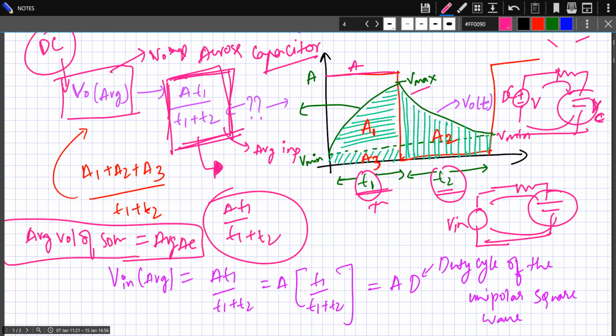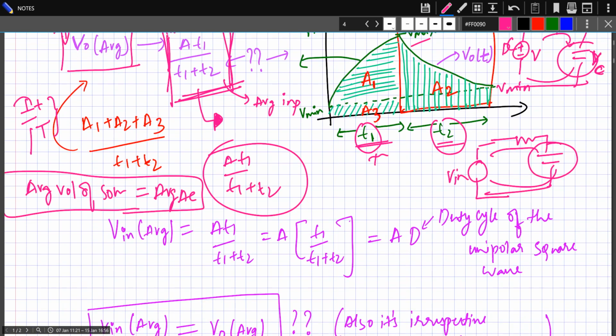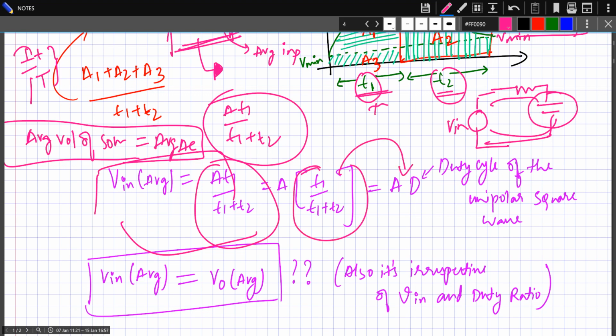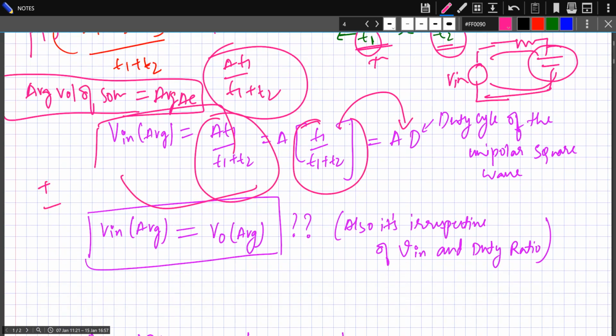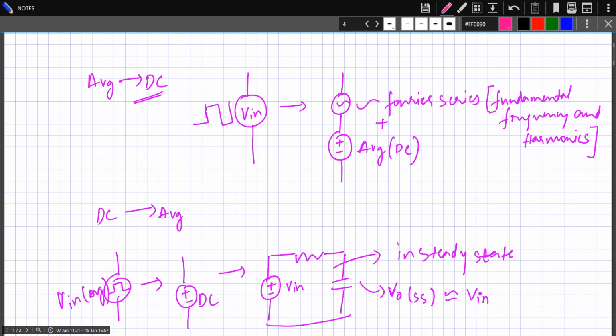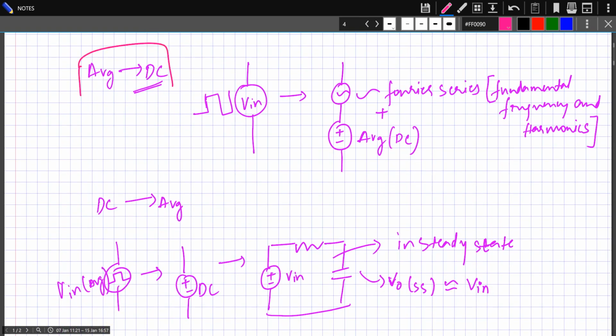Why? Because a capacitor is known to block DC, so the DC component of the source will be blocked and will appear as the average voltage across the capacitor. Simple. And this part, the input average voltage, is also known as the duty cycle. So by varying the duty cycle, you can also vary the average voltage across the capacitor. And also one important thing: average means DC. That is clear.